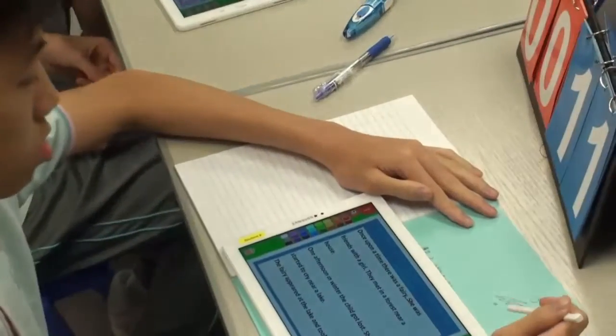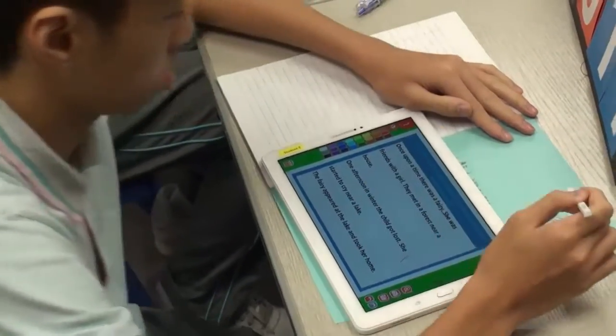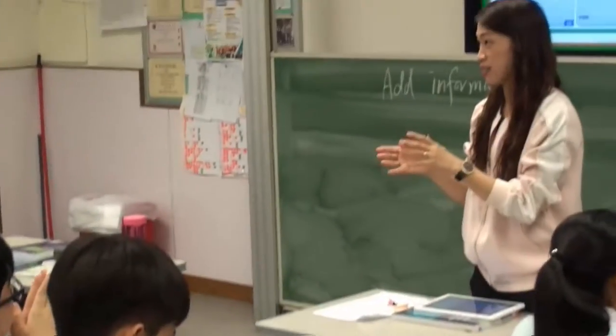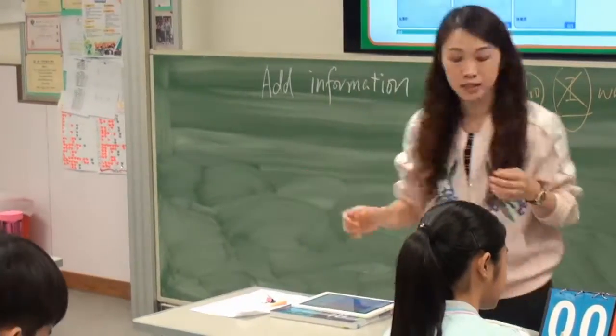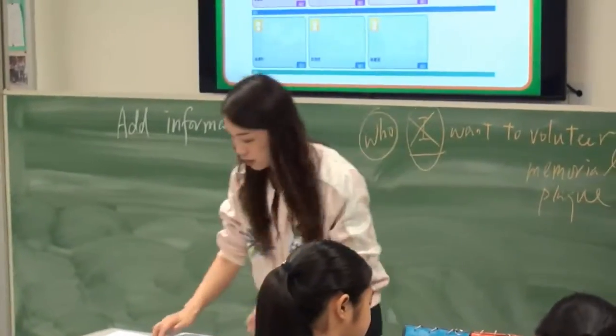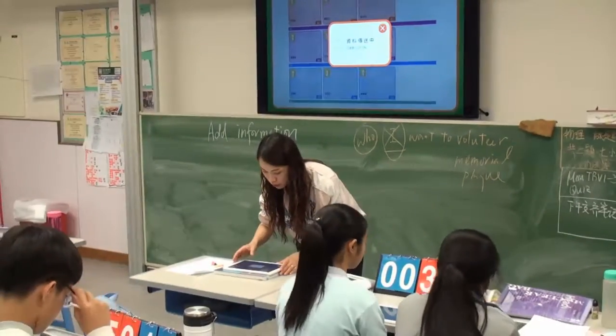Okay, some of you don't understand. Look at me, eyes on me. 3, 2, 1. Okay, you are going to add information. You are not combining sentences. Okay, so put an arrow in and then, okay, let's take a look of one. We'll use one as an example.